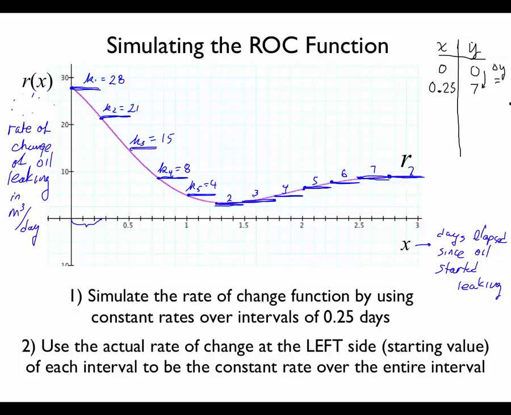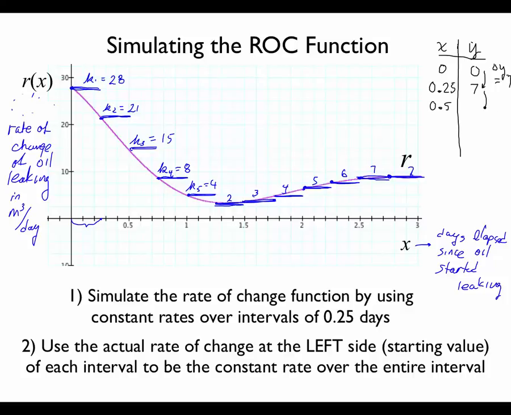How many days went by? A quarter of a day. Therefore, delta y was 7. And we had 0 from before. We add delta y, so the new total of y is 7. Okay.